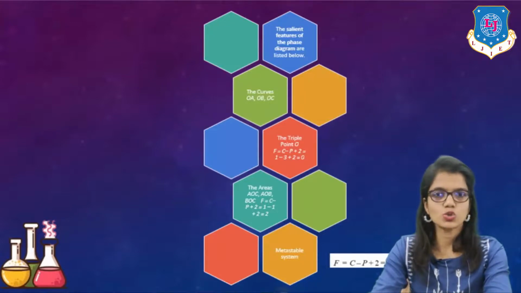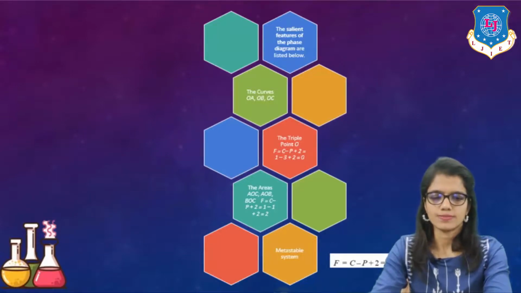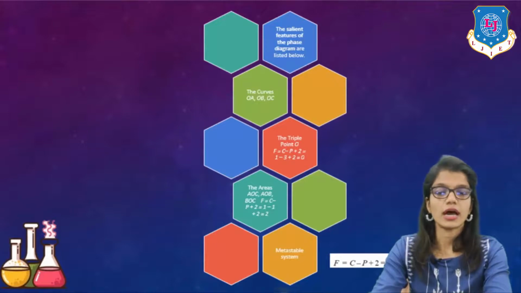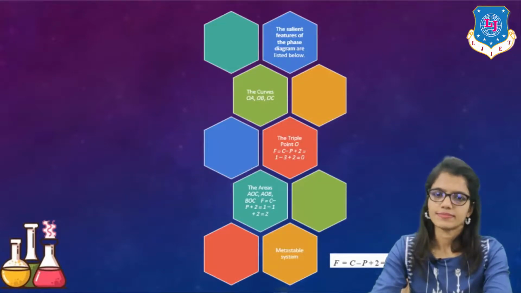So as soon as you change any particular condition, the change occurs. This is how the triple point happens. Now, let's go to the third one, which is the areas. Which three different areas can be possible? We have area AOC, area AOB, and area BOC.